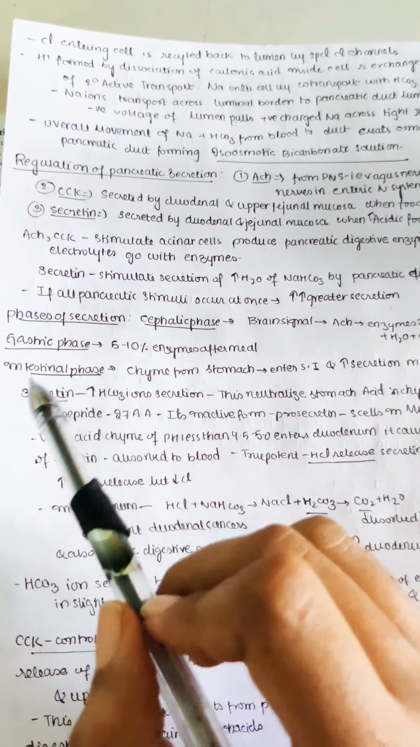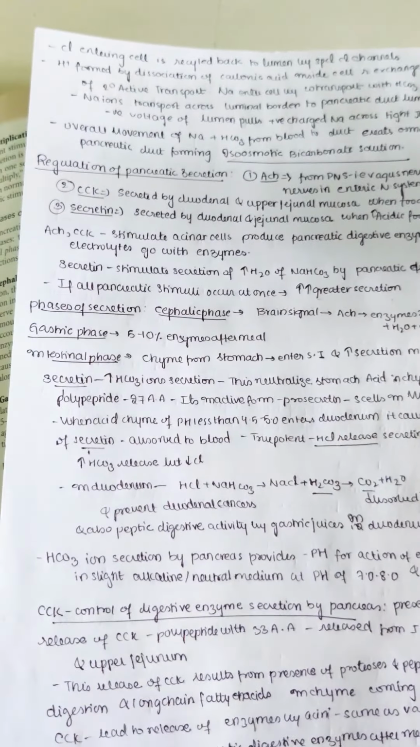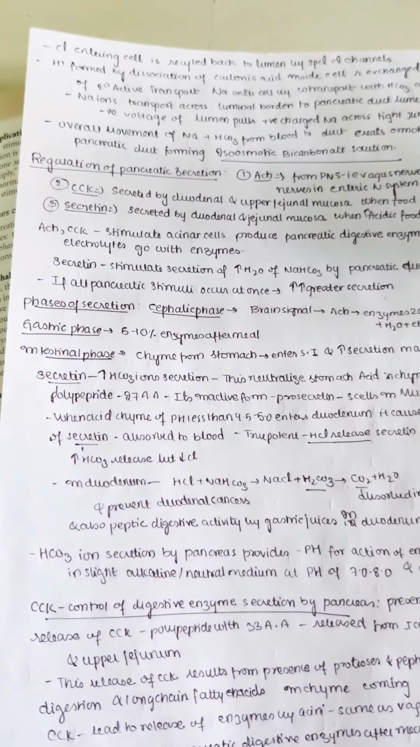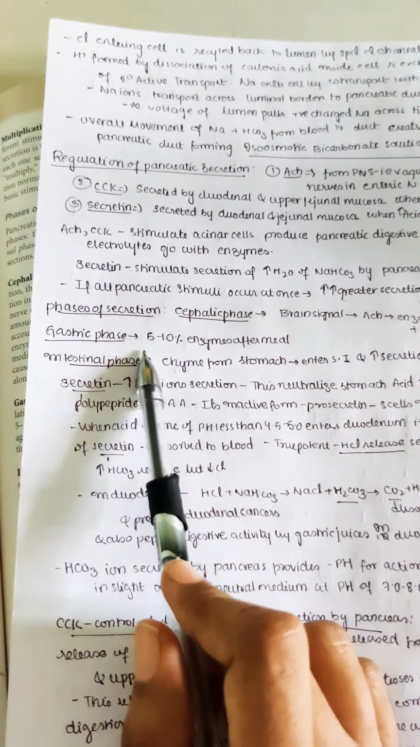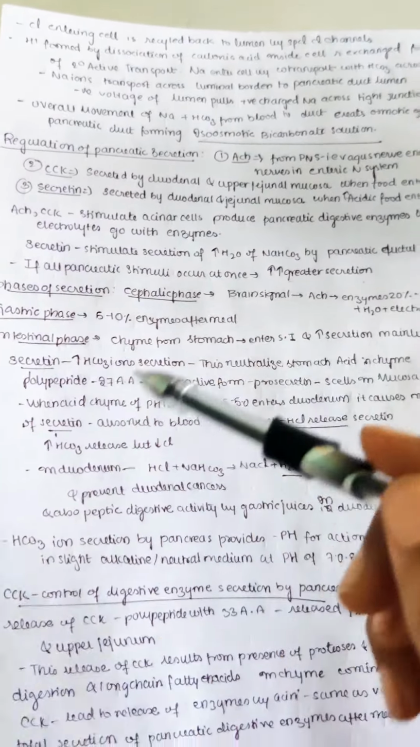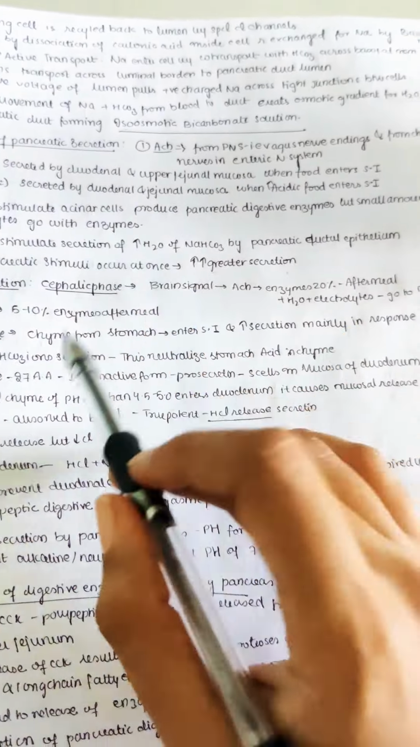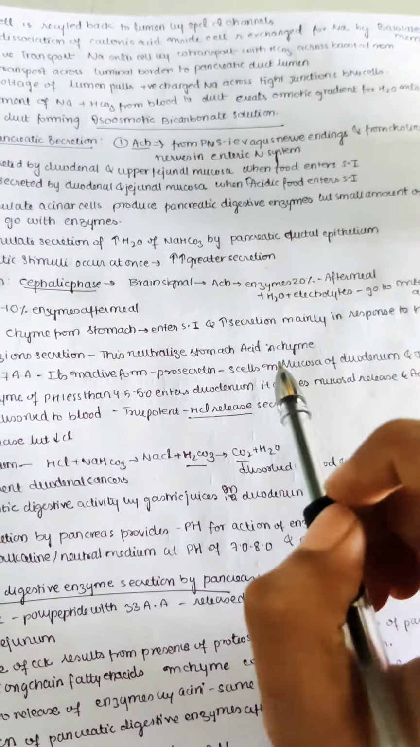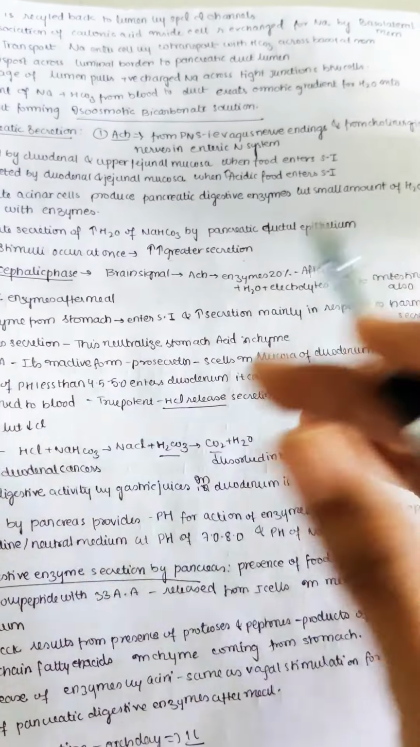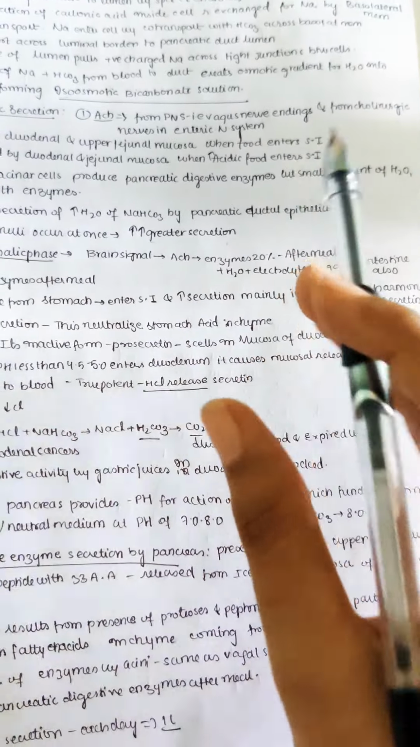Next, coming to the phases. As we already saw in gastric secretion, we have three phases: cephalic phase, gastric phase and intestinal phase. Even the pancreas has the cephalic phase. Here what happens is, first the brain signal comes, acetylcholine is released from nerve endings, especially parasympathetic nerve endings like the vagus nerve, and next the enzymes are released.